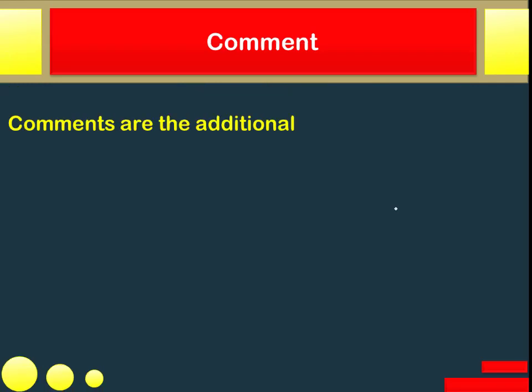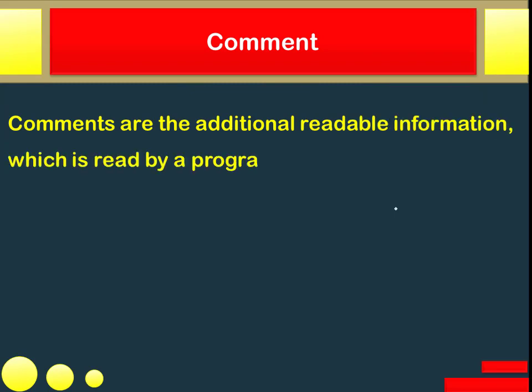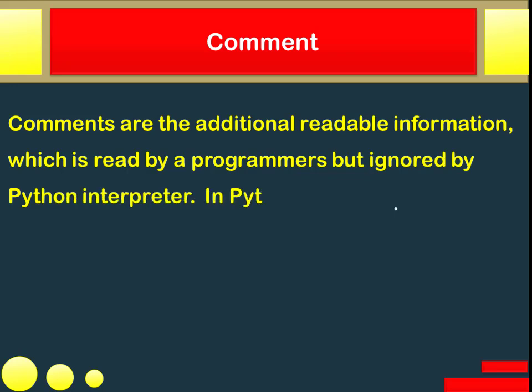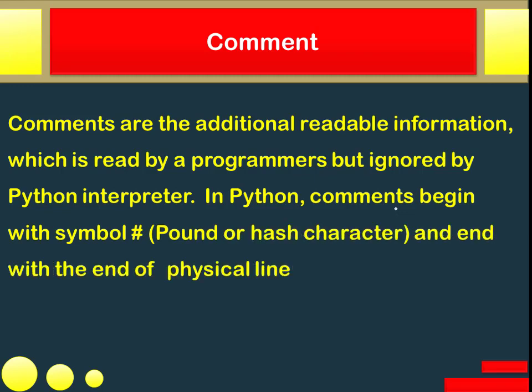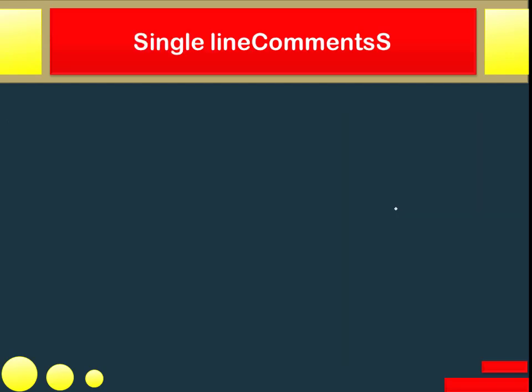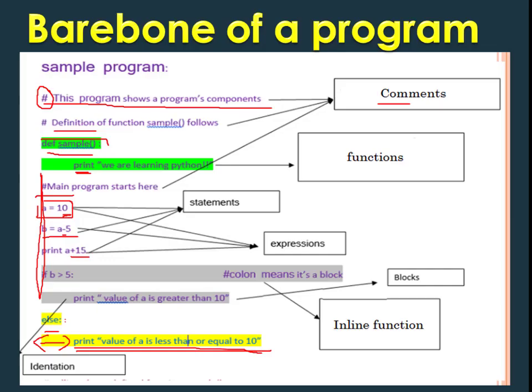Comments are additional readable information which is read by a programmer but ignored by the Python interpreter. In Python, comments begin with the hash or pound symbol and end with the end of the physical line. I just want to show you the same example here.